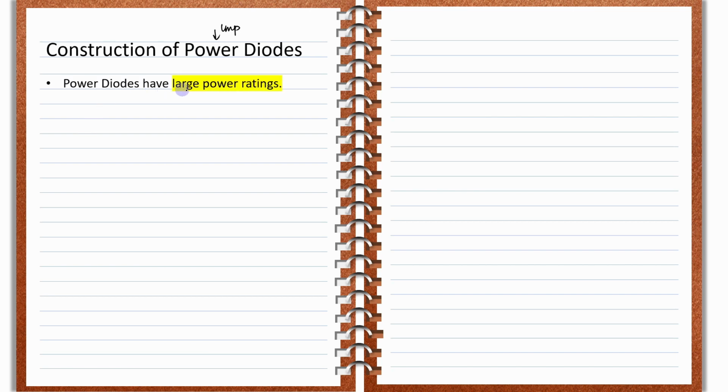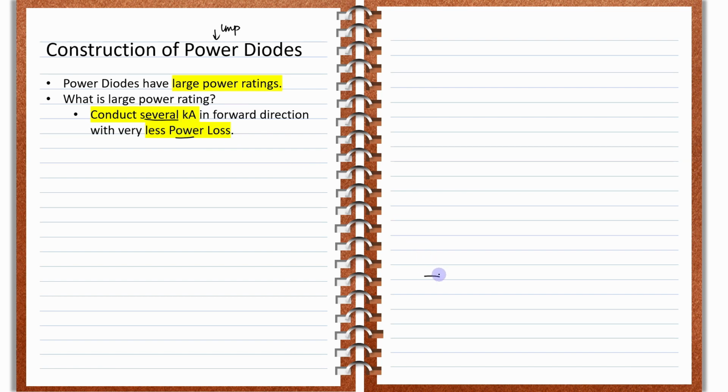Power diodes have quite large power ratings. Now what is the meaning of this large power rating? The first point is that power diodes can conduct several kiloamperes in the forward direction with very little power loss. That is very important.